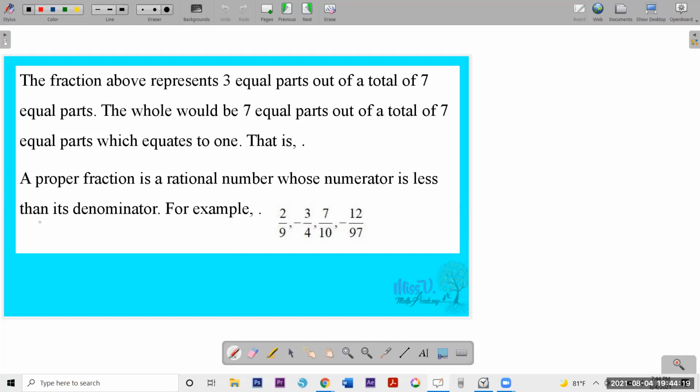So all I need you to do is write this here, a proper fraction, and write these examples. So a proper fraction is where the numerator is less than the denominator. So once the top number is smaller than the bottom number, that's what we call a proper fraction. So you could write out this definition quickly because it's pretty simple. It's where the numerator is less than its denominator, and you're gonna write these examples: 2/9, -3/4, 7/10, because that's where you're gonna need to know these terminologies.